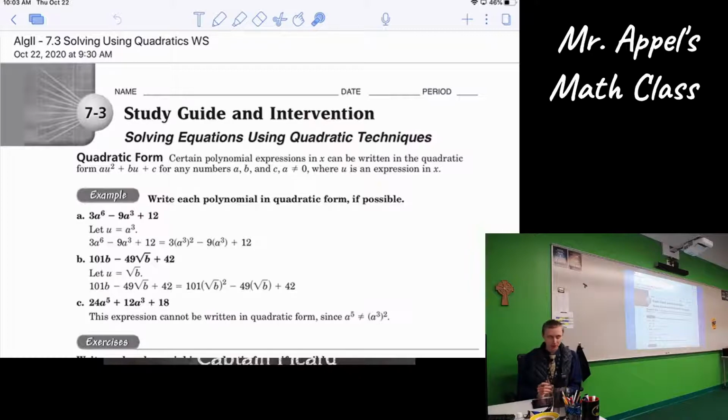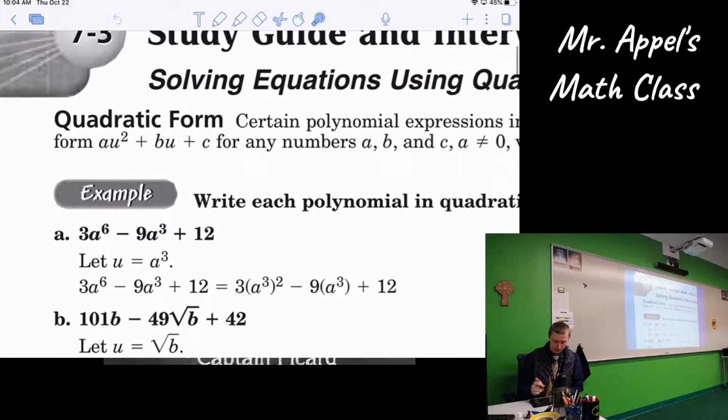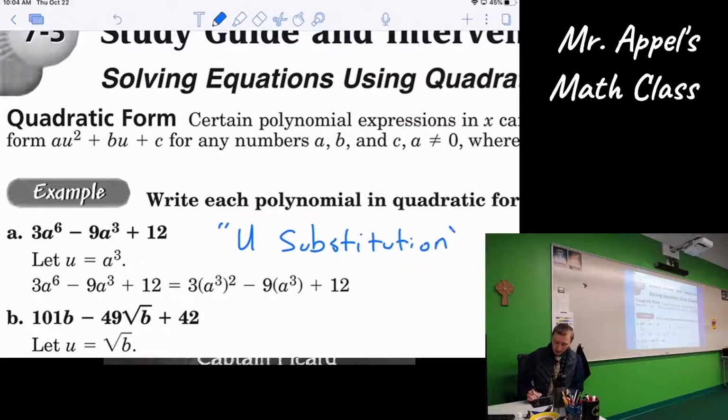But not every polynomial is, of course, a quadratic, except, secretly, some of them are quadratics in disguise. We can rewrite them as a quadratic using the most magical of calculus tools, U-Substitution. Why did they call it U-Substitution? Well, it's quite simple. We're going to use the letter U to replace some power of our original variable.